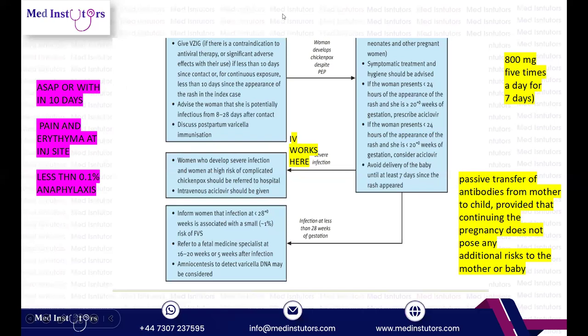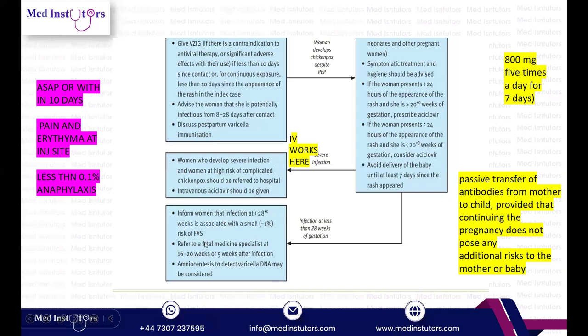All right. So if the infection occurs at a gestational age of less than 28 weeks, what should we do? First, we have to tell her about the risk of fetal varicella syndrome, which is quite small, about 1% or less. And in order to detect that, we have to refer her to the fetal medicine specialist. That could be at least 16 to 20 weeks, or 5 weeks after infection.